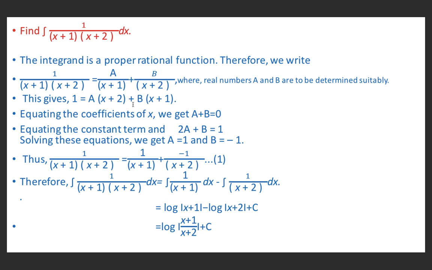Now we will find these constants a and b. For this, first of all, we will equate the coefficient of x on both sides. If we multiply inside by a, we get ax + 2a + bx + b. So the coefficient of x here is a, here is b, and on the left side it is 0. It means a + b = 0. If we equate the coefficient of x on both sides, we get a + b = 0.